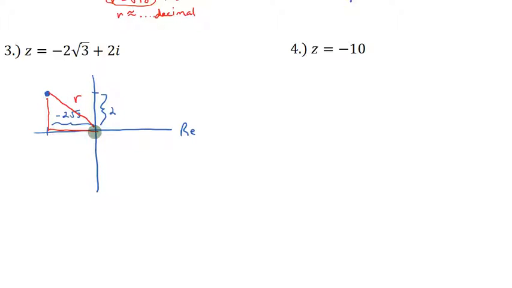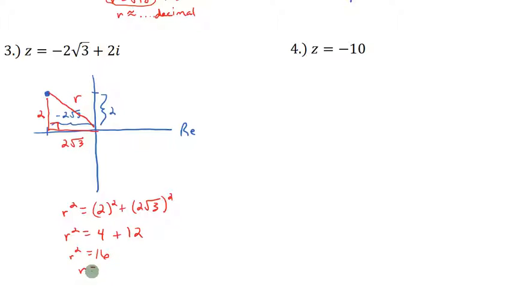So if I look at my right triangle, then my horizontal leg is 2 square roots of 3, and my vertical leg is 2. So r squared equals 2 squared plus 2 square roots of 3 squared. So r squared is 4 plus 12. So r squared is 16, which means r, my modulus of z, is 4. Of course, I could also be writing modulus of z equals 4, okay? So be comfortable with either of those.